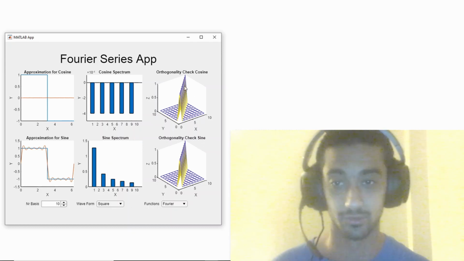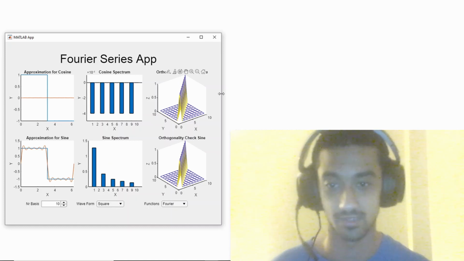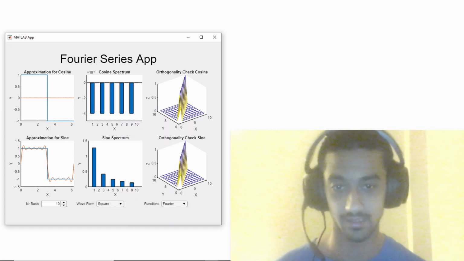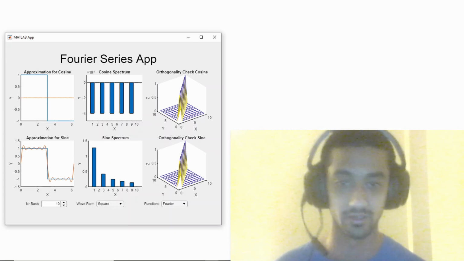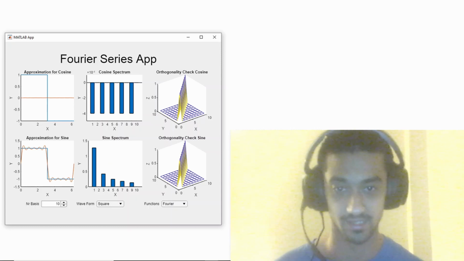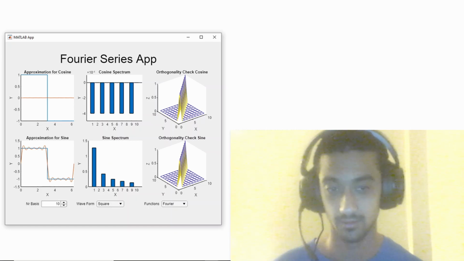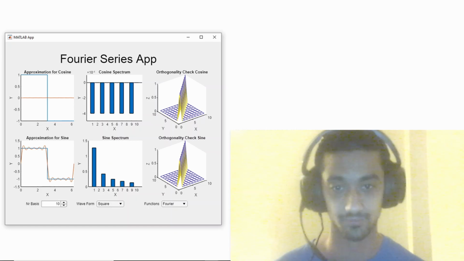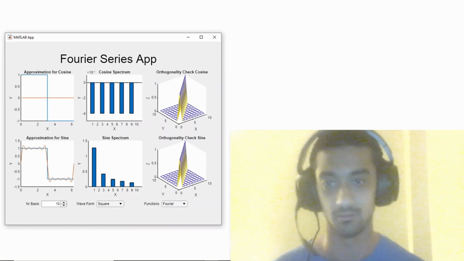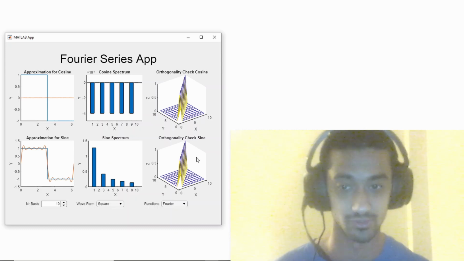And then we have the orthogonality check for the cosine and for the sine. And what we're calculating here behind the scenes is A transpose A to the negative 1. And that means that for an orthogonal function set, which is what we're testing for, only the values on the diagonal will have any values that are not 0. So to check that we have a diagonal matrix, we do the orthogonality checks for these two.